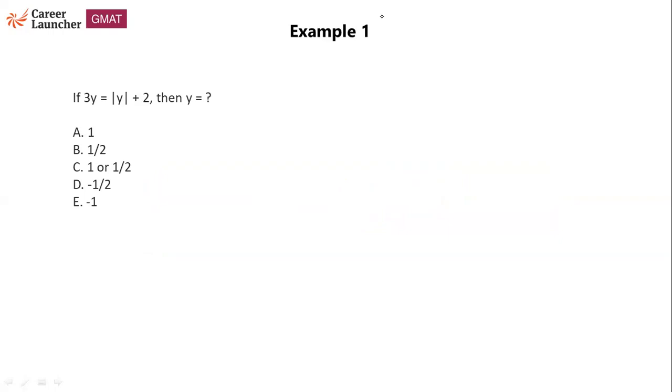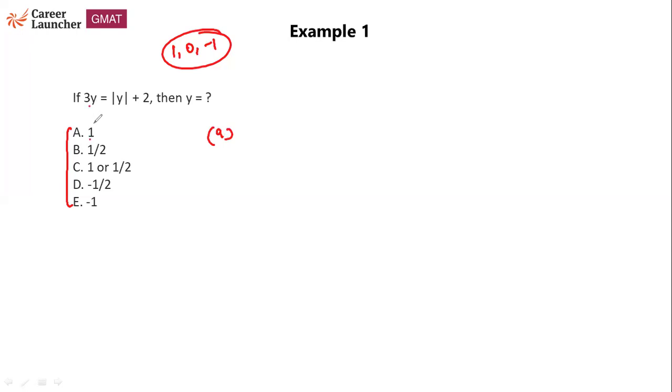Now here 3y is equal to modulus y plus 2, y is equal to, and the option gives you the value of y. The values which are easiest to substitute are 1, -1, 0. So these are some of the easiest values to substitute. Let's start with option A.